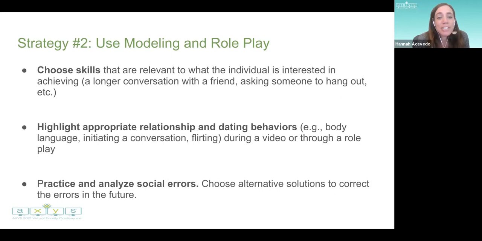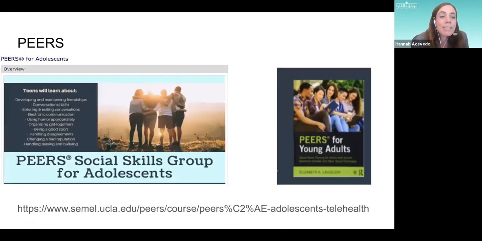And so we want to focus first on what those skills are that the individual is needing to get what they are interested in, like more friends or having someone come over to hang out. We want to be sure that we're highlighting what the appropriate relationship behaviors are, and give them a chance to practice and analyze anything that they could do better next time, or that the other person could do better next time. So there's lots of curriculums that help this.